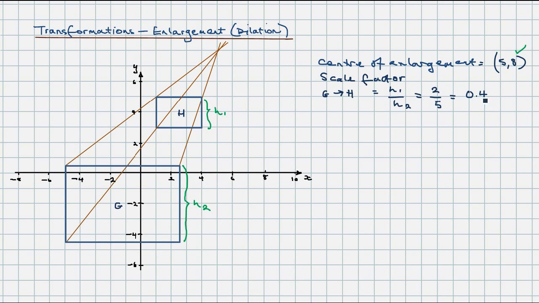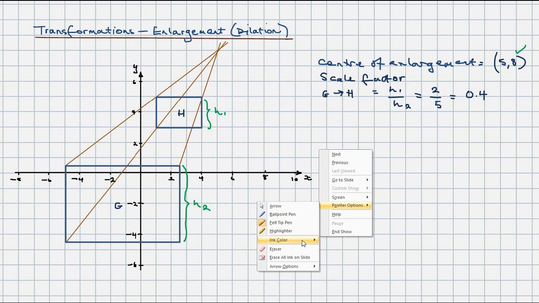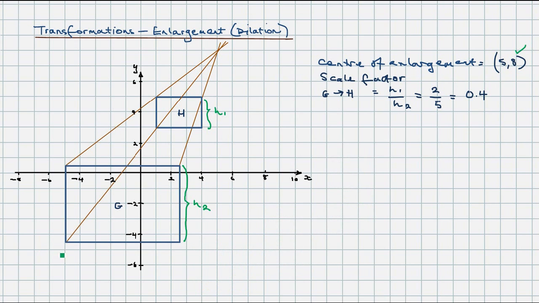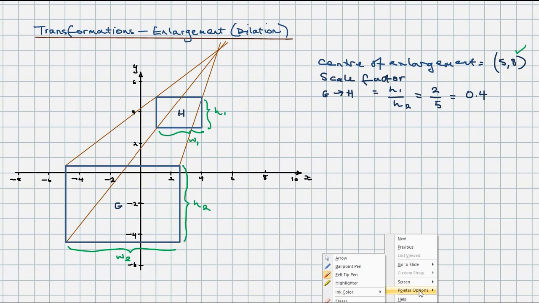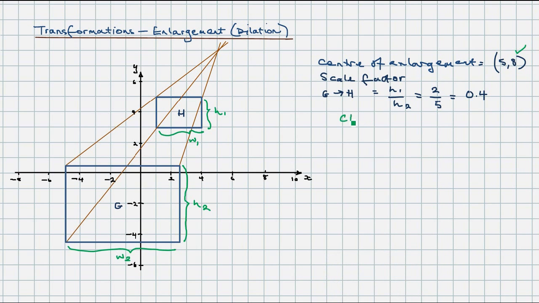But again, I want to do a check. So let's take another side, which are much easier to work on than the diagonals. Obviously what we want to do is calculate now the width. So we've got width 1 over width 2. Again, as our check, we might as well use the same colour. We're going to take width 1 and put it over width 2.